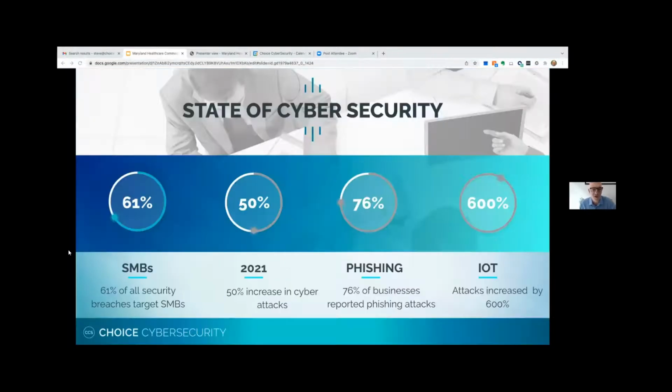So we saw companies being super reactive, and just getting hit left and right. So we had to move from reactive to proactive. So today, Choice Cybersecurity is a national company, and we help companies across the country go from reactive to proactive to mitigate their risk. So let's talk about where the state of cybersecurity is today. Like Dave said, SMBs, 61%, it's a huge uptick of SMBs getting attacked. Then we see a 50% increase year over year of cyber attacks, and we see a lot of phishing attacks. Phishing is on the rise, and it's really hard to stop because it keeps changing.